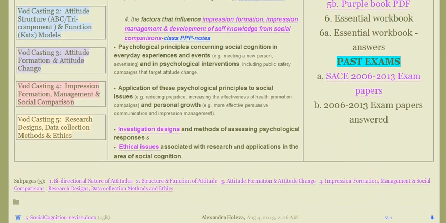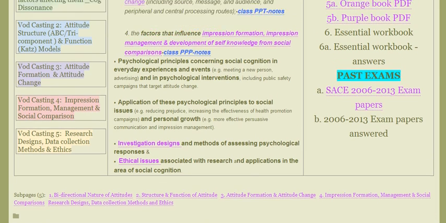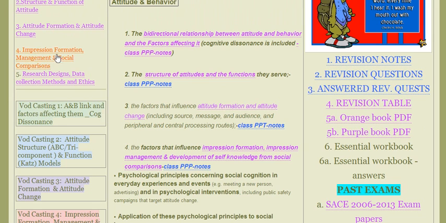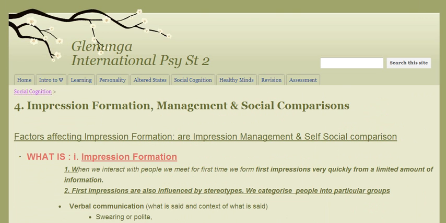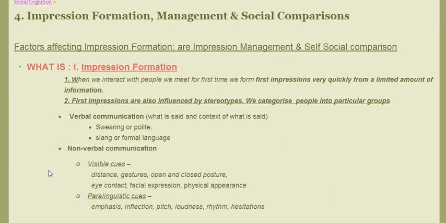And last but not least, we're going to discuss the factors that influence impression formation, how we can manage our impression, and how we can develop self-knowledge from social comparisons, because all of this happens at the social level of explanation in psychology, in the social context. Again, here you will find the impression formation, management and social comparison site, and we're going to look at body language cues, verbal cues, and linguistic and paralinguistic cues that impact impression formation and impression management.